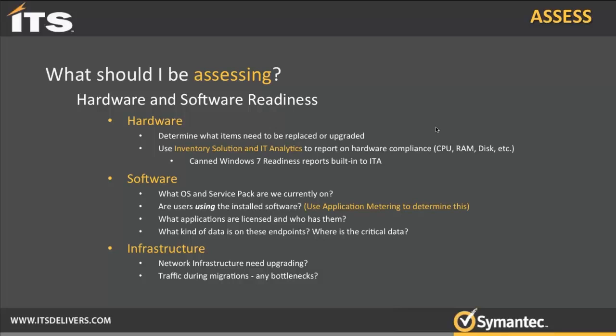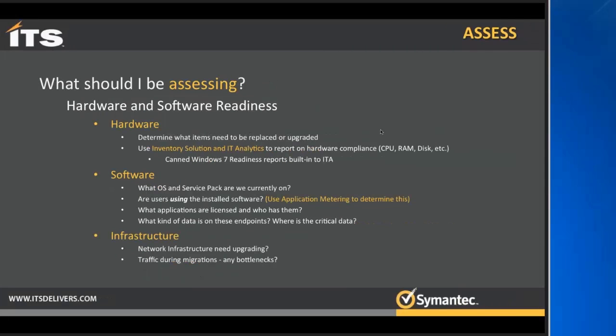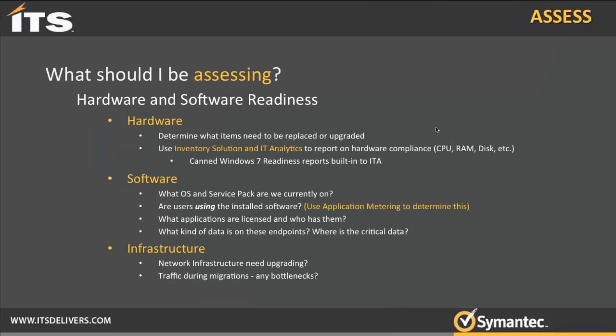And the way that we can determine those is, we can use our inventory solution and IT Analytics to report on those hardware configurations. We can see what CPU, RAM, and disk is currently out there. What do we need to upgrade? What do we need to replace? Also, just a brief mention, if you're running IT Analytics, or if you're not and you're getting ready to, or maybe it's an idea that you want to, there is a canned Windows 7 readiness dashboard that kind of gives you a good overview of what your endpoints currently look like and how prepared they are to be upgraded.